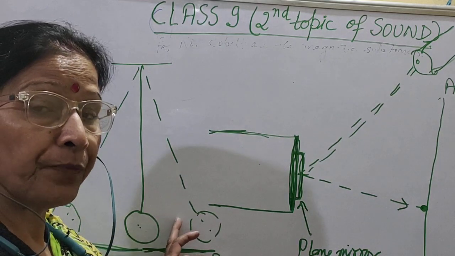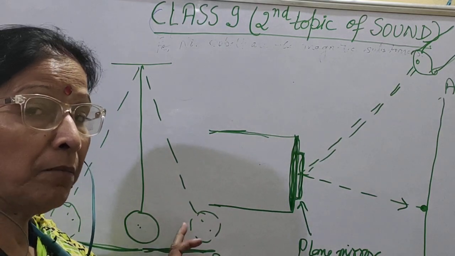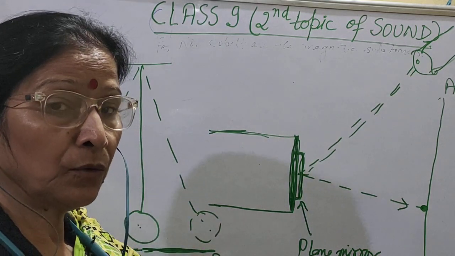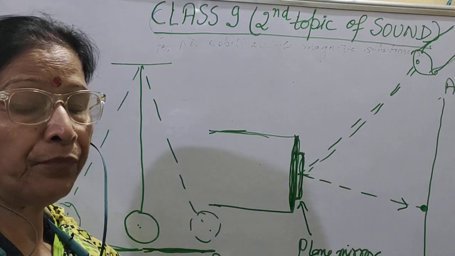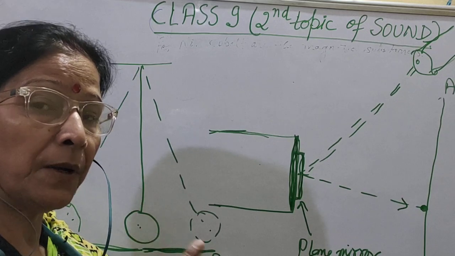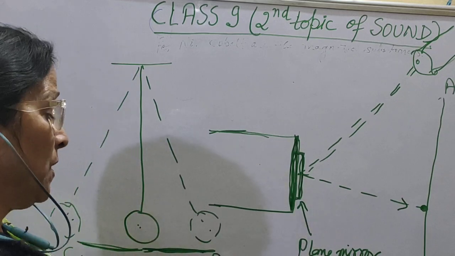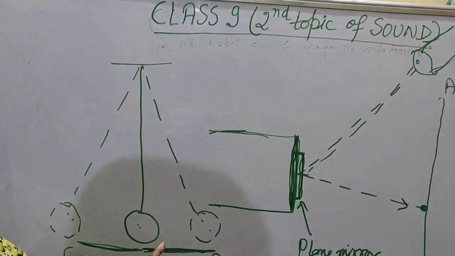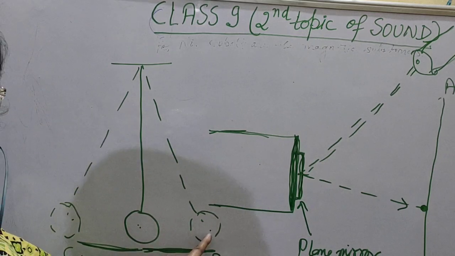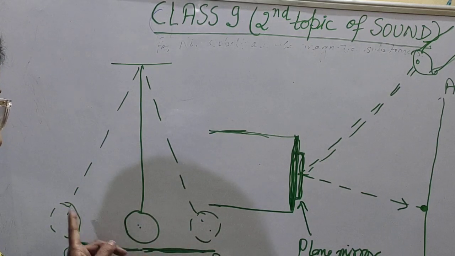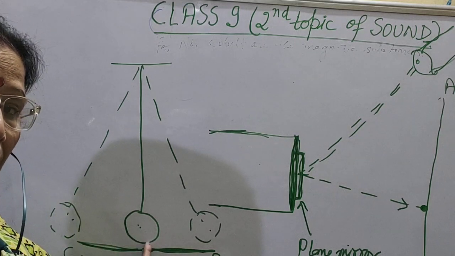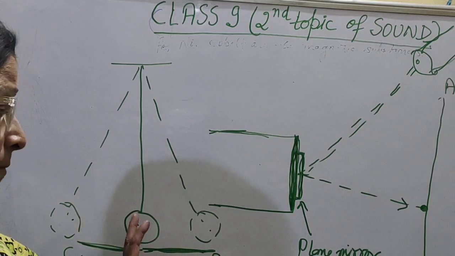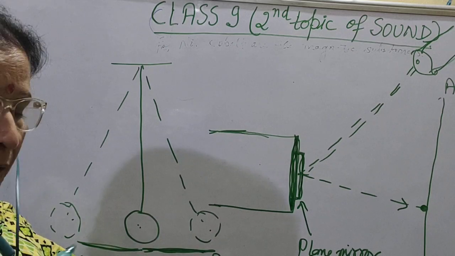Next term, time period. The time taken to complete one oscillation by the pendulum is called the time period. So the time taken by the pendulum to move from A to B, B to A to C, and again back to A is called one oscillation. And the time it takes is called the time period.